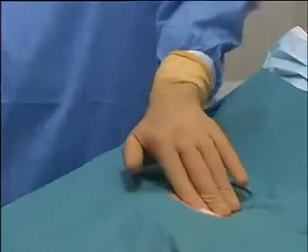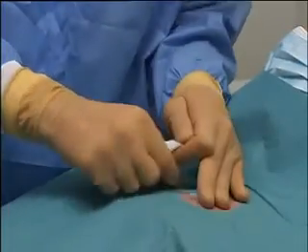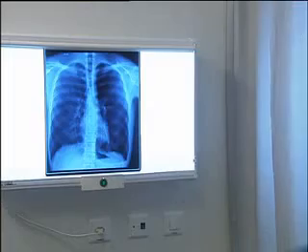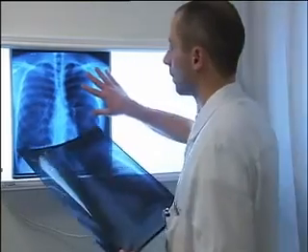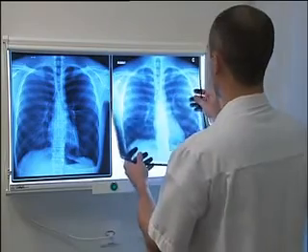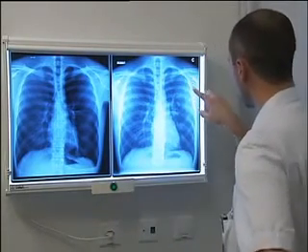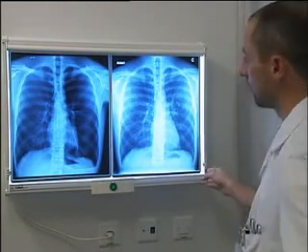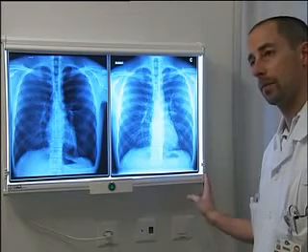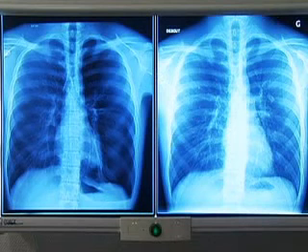Remove the catheter, put a sterile dressing on the site of insertion, and order a post-procedural chest radiograph to be obtained with the patient in an upright position. When needle aspiration is successful, the patient's symptoms will improve, and no pneumothorax, or only minimal residual pneumothorax, should be visible on the post-procedural chest film.